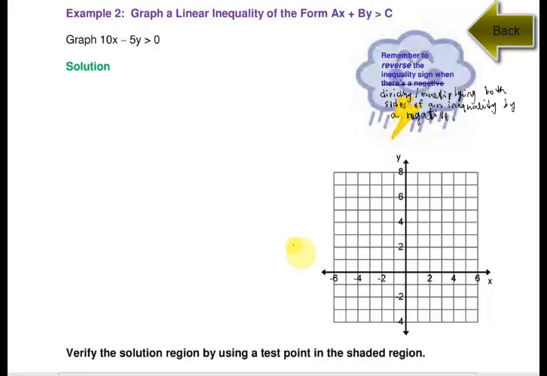Okay, so we're going to start example number 2, which is to graph a linear inequality of the form ax plus by is greater than c. Notice our inequality just reads greater than, not equal to, so that's going to change how our graph looks. You might want to try this on your own and pause your video and come back to it once you have completed it and see how I solve it.